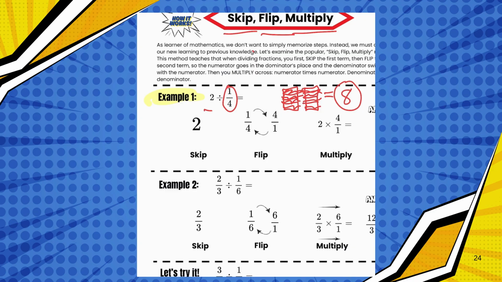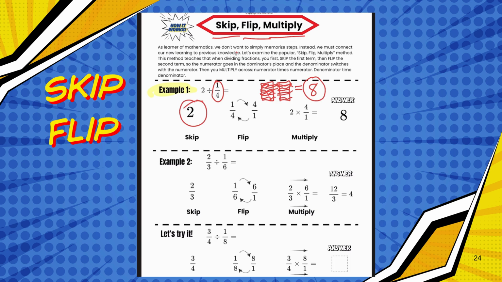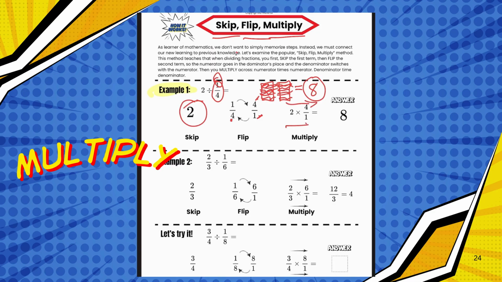Okay, now let's look at what that looks like if I'm using skip, flip, multiply. So I skip the first term, 2. I don't do anything with it. I flip the second term. Mathematically speaking, this is actually what we call multiplying by the reciprocal, and the reciprocal means that the numerator 1 now becomes the denominator, and the denominator of our original fraction now becomes the numerator, the top number. So we flip it, and then we are going to multiply straight across.